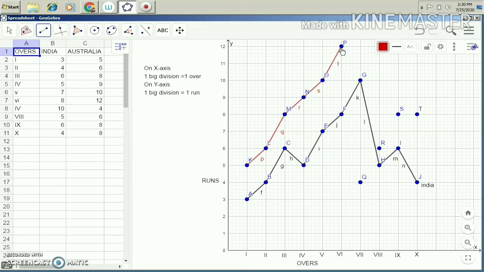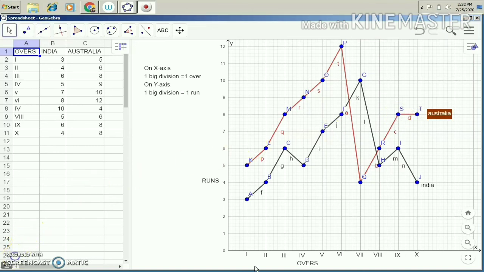P को Q से, then Q to R, then R to S, S to T. This way we get the line graph for Australia also. तो यहाँ पर हम मेंशन कर देंगे this is the line graph of Australia. दिया which one is the Indian graph, which one is the Australian line graph. तो such kind of line graphs are used for making comparison.